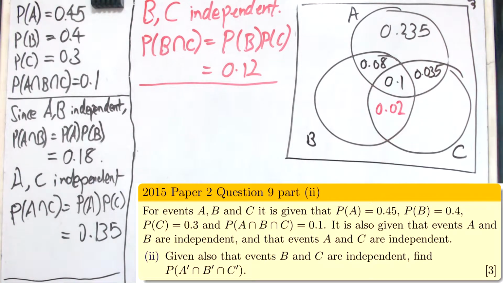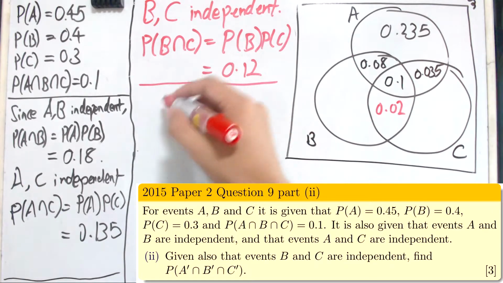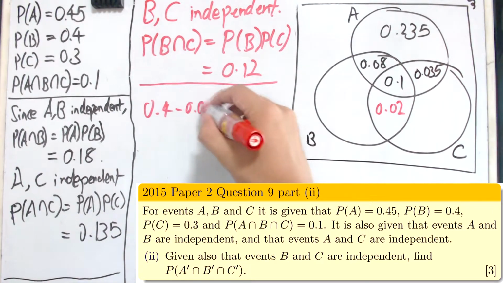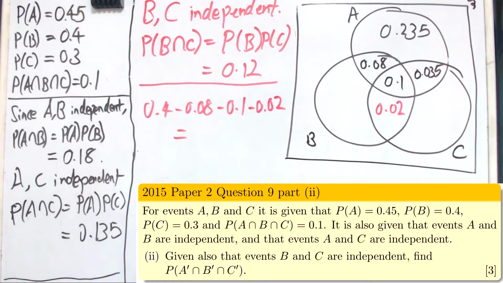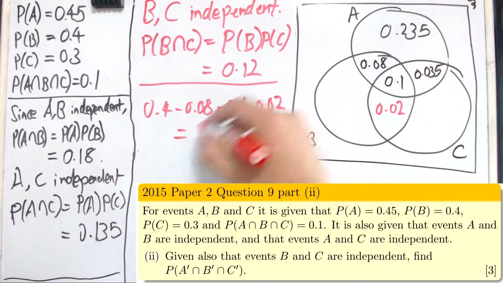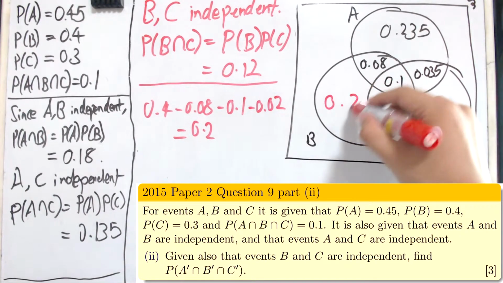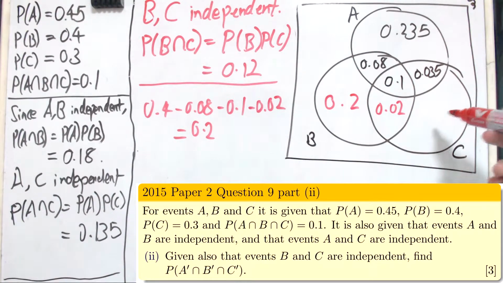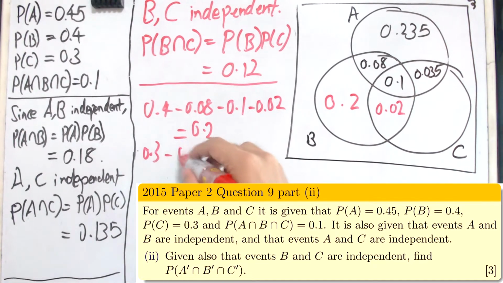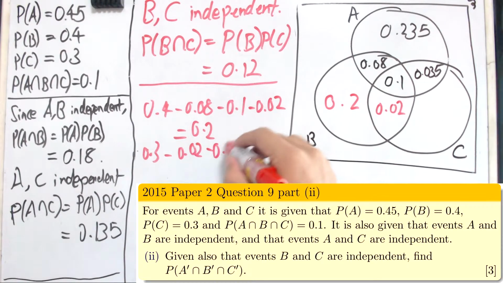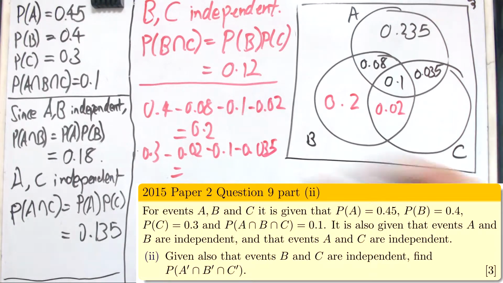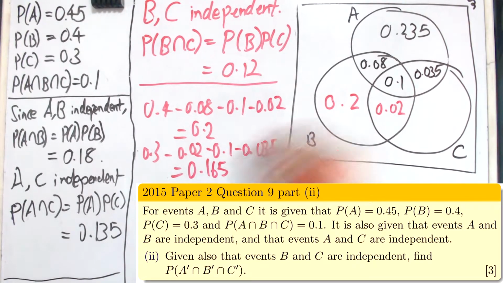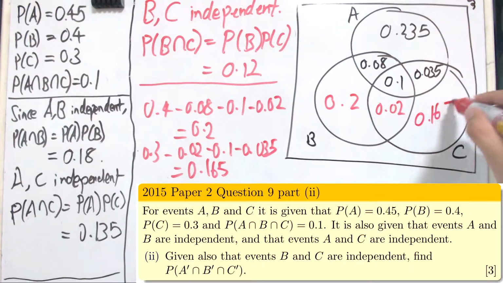To find the region over here, we have to take the probability of B, which is 0.4. So 0.4 minus 0.08 minus 0.1 minus 0.02. This gives us the value of 0.2. Similarly, we want this region, so we take the probability of C, which is 0.3. So taking 0.3 minus 0.02 minus 0.1 minus 0.035, this gives us the value of 0.165. So this region is 0.165.